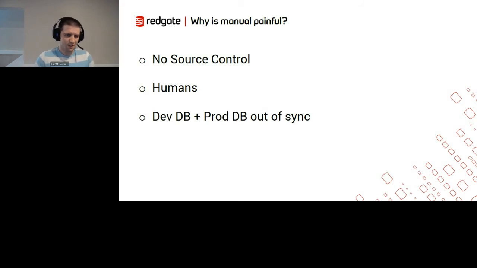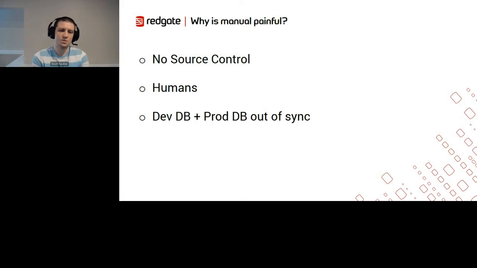The other aspect of a manual workflow that makes it painful is humans are involved, right? So humans make mistakes, and so a human may do something differently when they're deploying out to a lower environment than when they get to production, and that could cause issues downstream.